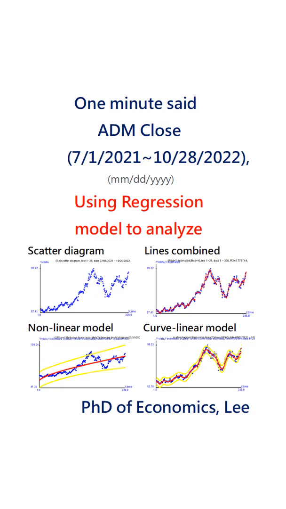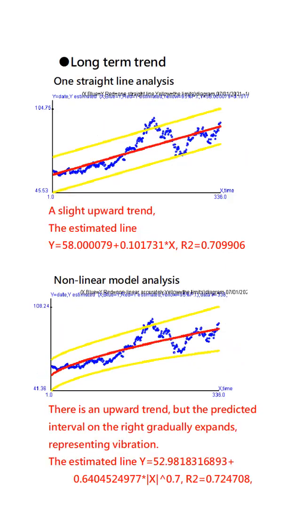One-minute set ADM close, using a regression model to analyze. There are scatter diagram lines combined with a nonlinear model, curve linear model, and one straight line analysis. The result is a slight upward trend. Blue is the closed value, red is the estimated value, yellow is the upper limit and lower limit of the 95% predicted interval.